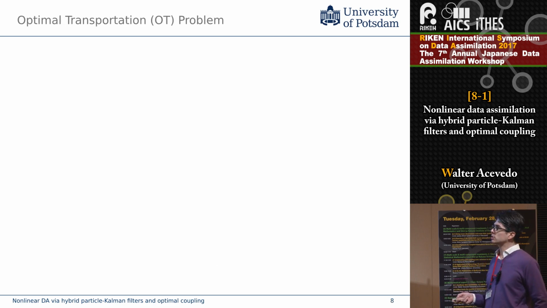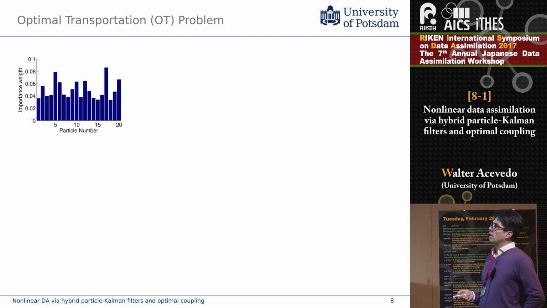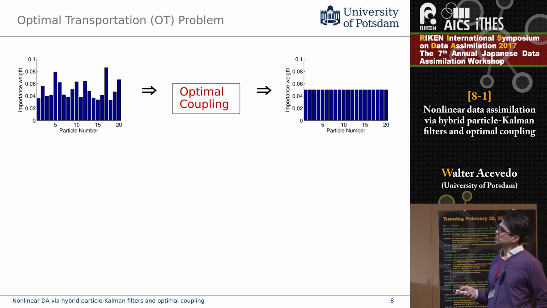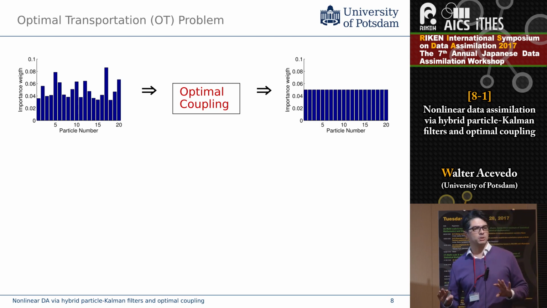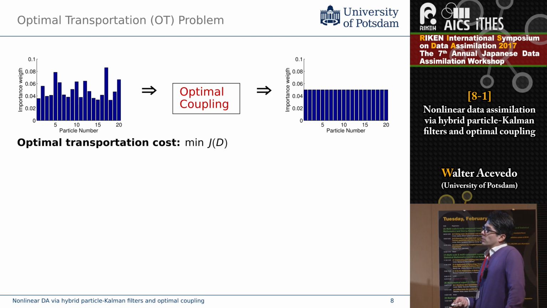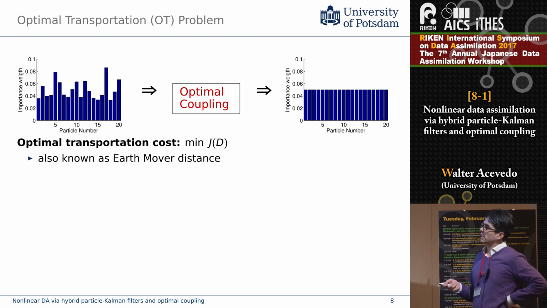This problem, so posed, constitutes an optimal transportation problem, where the idea is to morph these weights, the forecast weights, into these ones, which are the homogeneous weights of the analysis, in the sweetest way possible. So this cost function I just introduced penalizes transport between very distant particles, so that this flattening of this surface into this one happens in the cheapest way. So this function is called the optimal transportation cost, but because of the analogy I just made, it's also known as the Earth mover distance.